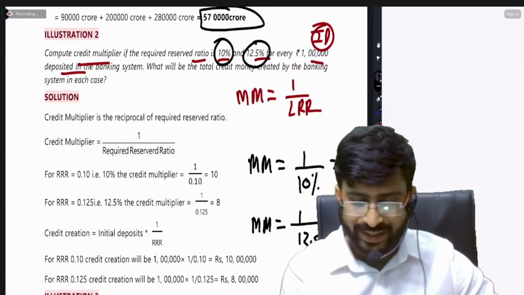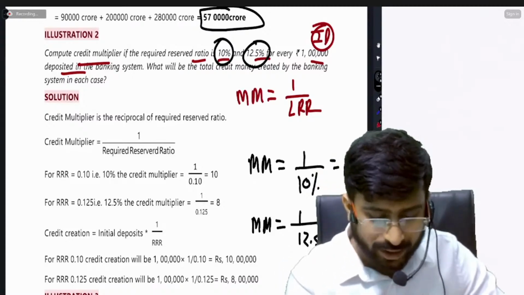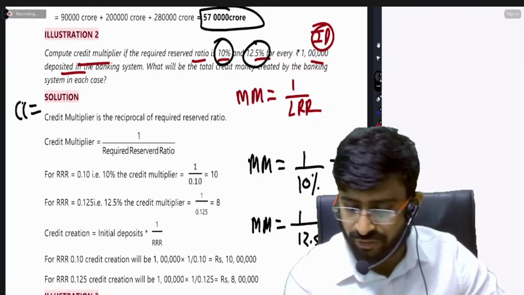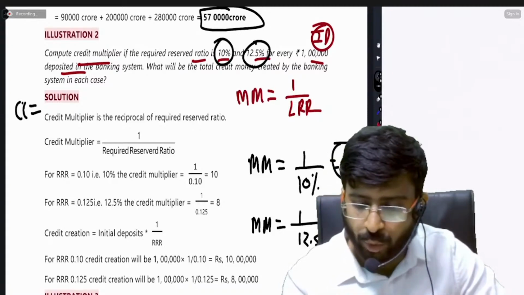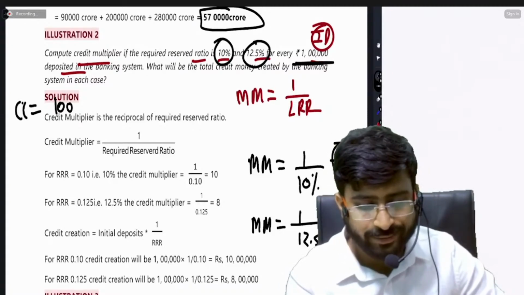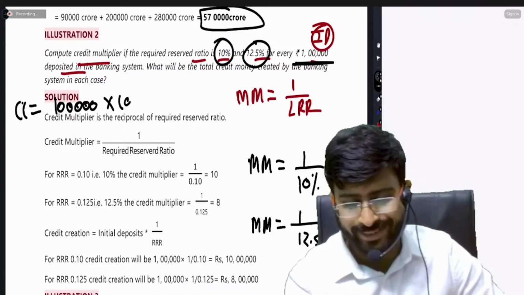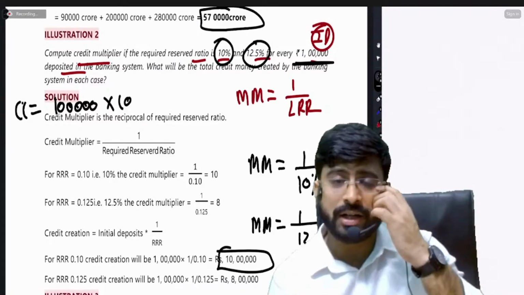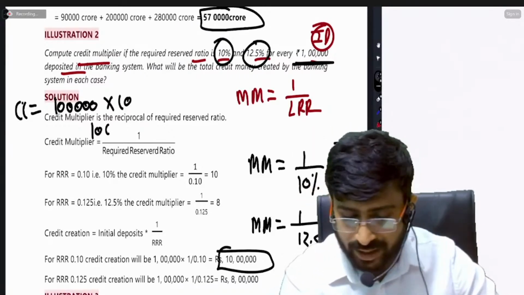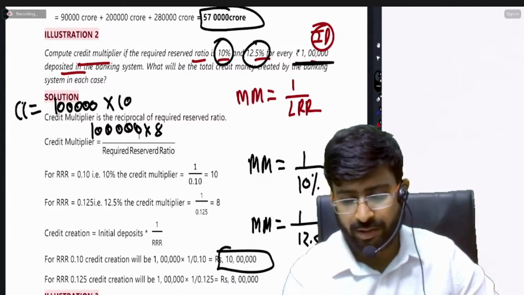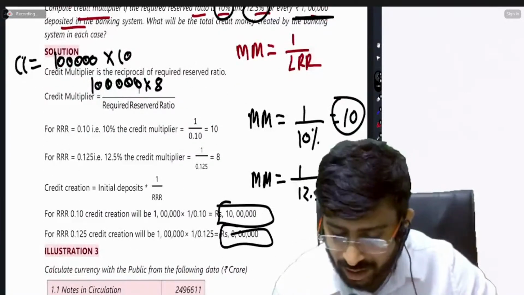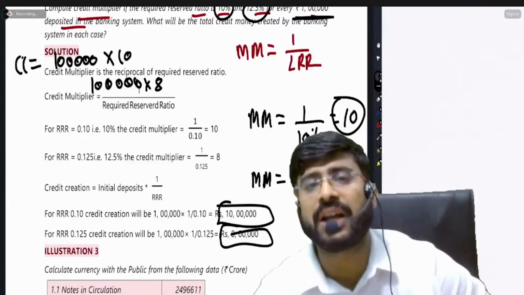So now they ask credit creation. So how much credit has been created? See, in the first case, it has become 10 lakh. So 1 lakh was the initial deposits. So 1 lakh into 10, 10 lakh is the credit creation. And again, 1 lakh into 8, that is 8 lakh is the credit creation. I hope it's crystal clear, everybody.